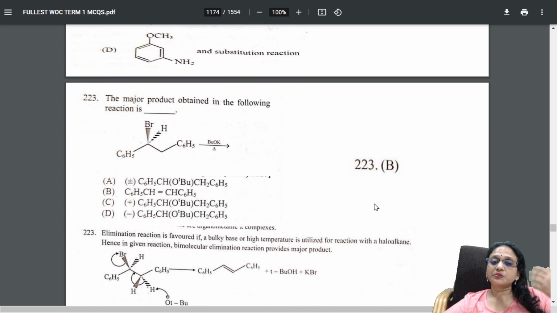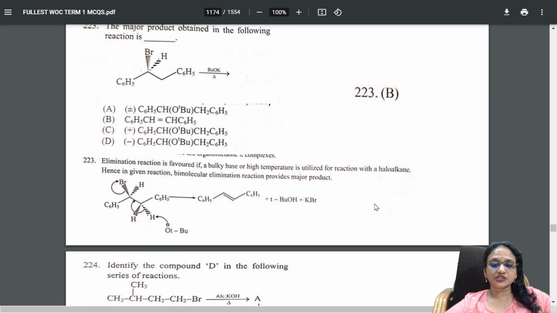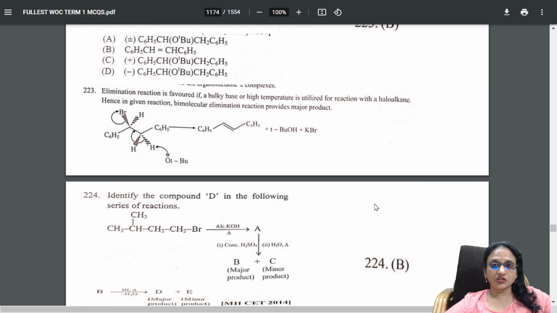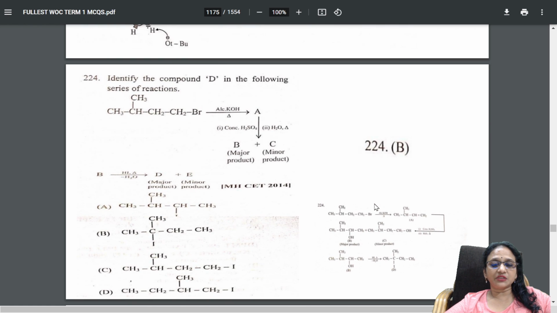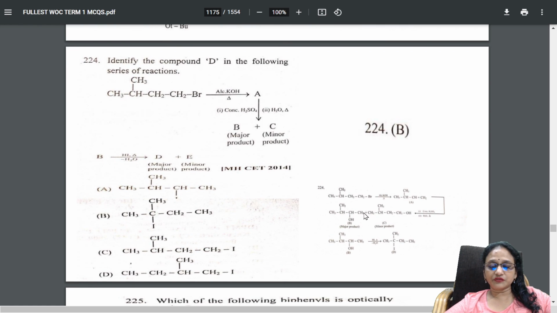Next, major product obtained in the following. Okay, elimination reactions because it is alcoholic. Next comes your identify the major products. Careful, they're going to give you the question alcoholic KOH. What are the two major products? So I've given the explanation below.